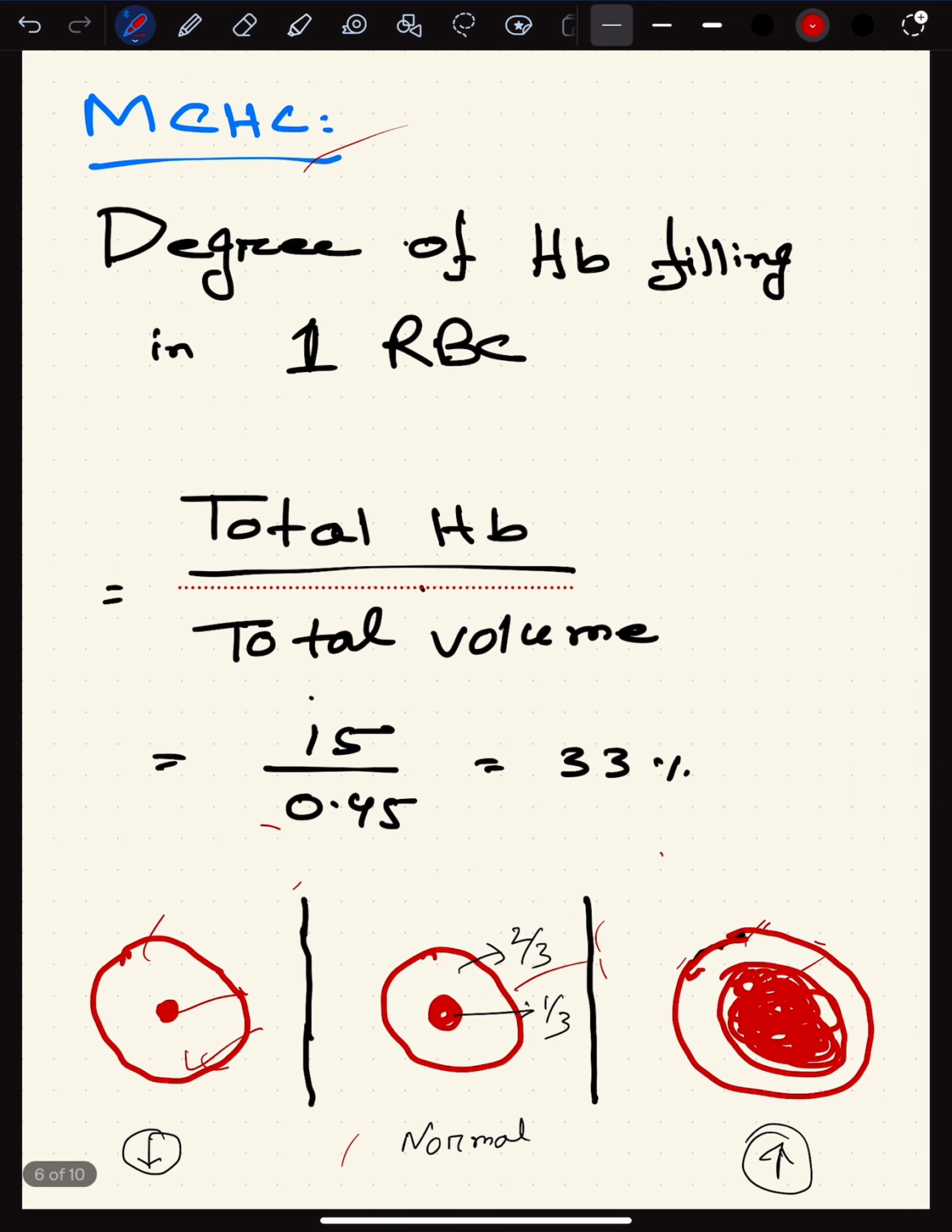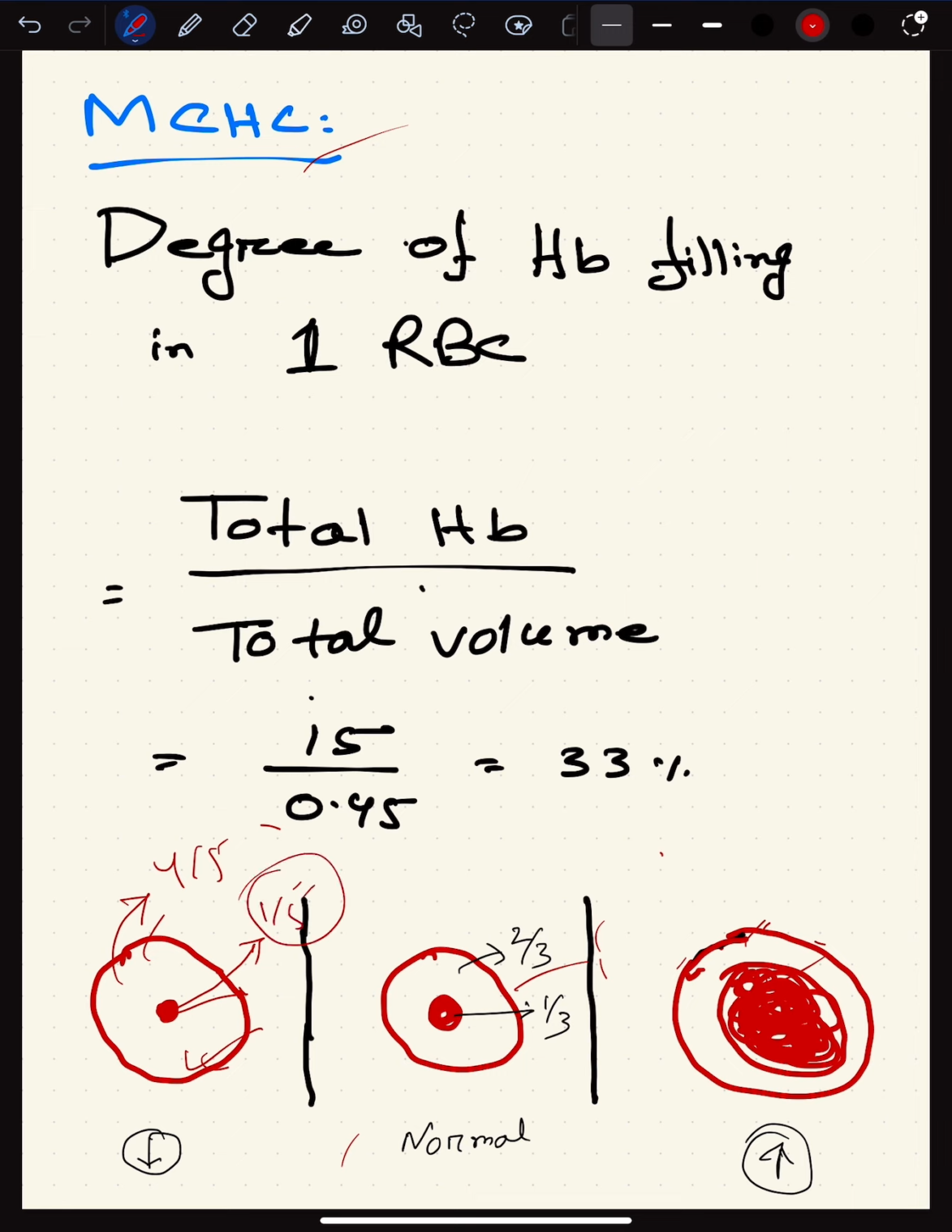Let's just move to MCHC, or mean corpuscular hemoglobin concentration. It is the degree of hemoglobin filling in a single RBC. What does it mean? In this normal case, hemoglobin is one third, and the rest of the thing is two third. So if the RBC is normal in size, but the hemoglobin is less in amount, like 4/5 and 1/5.